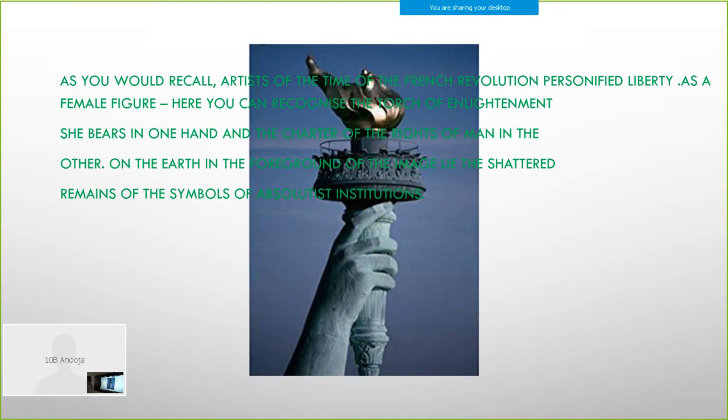As you recall, if you look into that period, our artists during the French Revolution personified liberty, with symbols like the stone tablet and a triangle with an eye radiating light, many symbols which you studied in class 9. So at that time liberty is personified as a female figure, and you can recognize the torch of enlightenment, and in the other hand the Charter of Rights of Man.